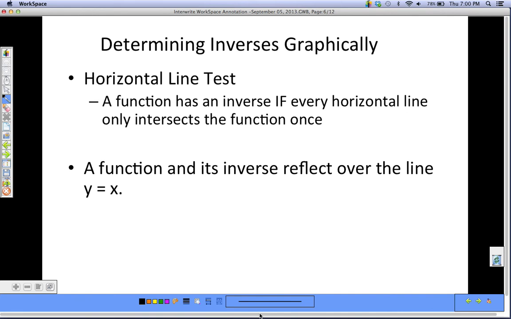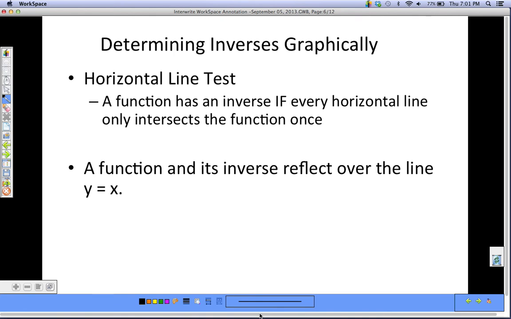Graphically, we can determine if something has an inverse. A function has an inverse if every horizontal line only intersects the function once. So this is like the opposite of the vertical line test. The vertical line test told us it was a function. The horizontal line test will tell us it has an inverse.